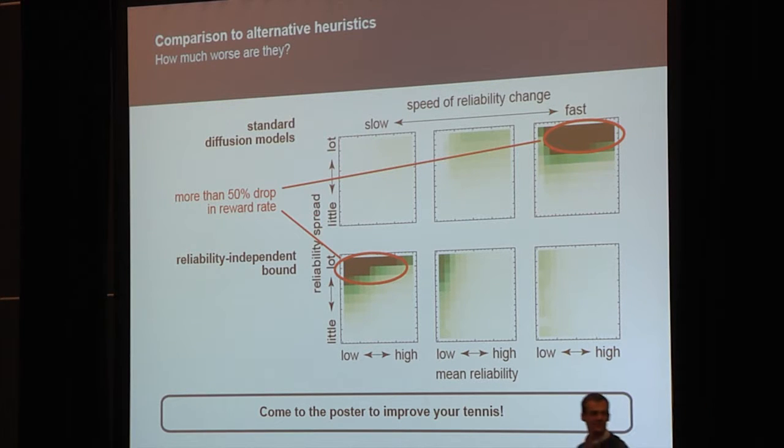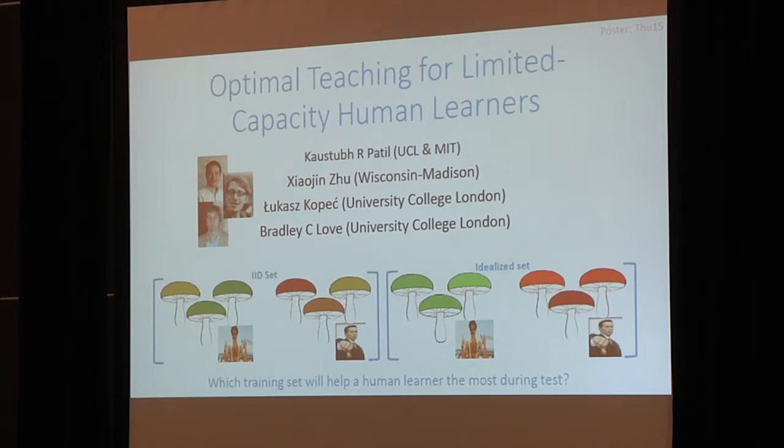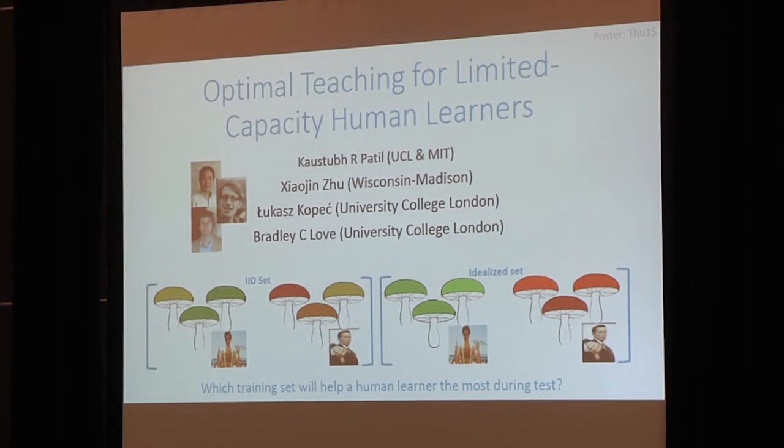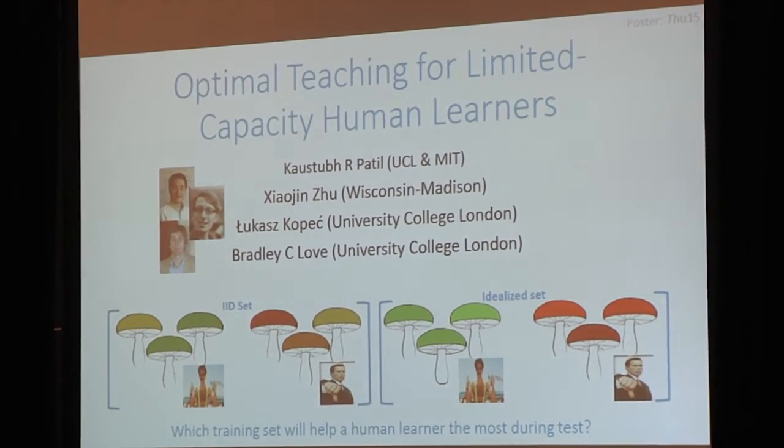Next up is Kaustup Patil, who's going to tell us about optimal teaching for limited capacity human learners. This is joint work with Zhao Xinsu, Lukasz Kopes, and Bradley Lau. Our aim here is to find good training sets that are useful for training humans.